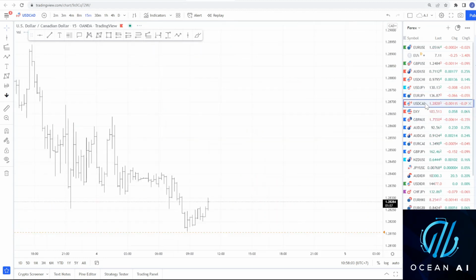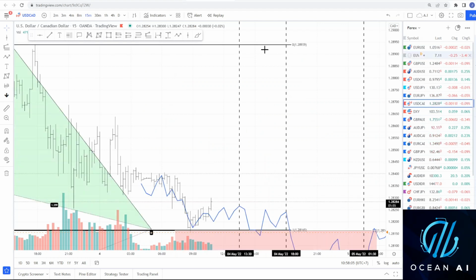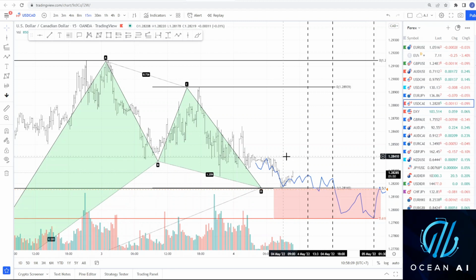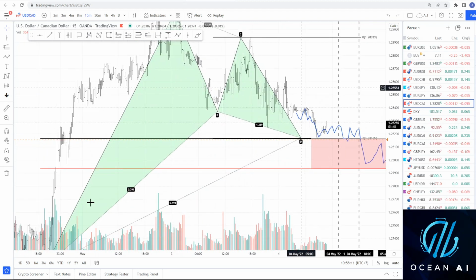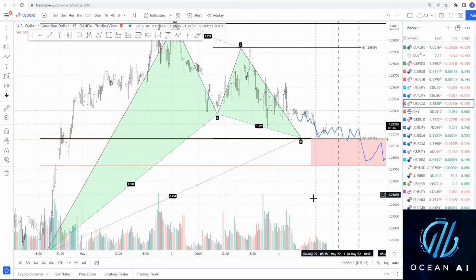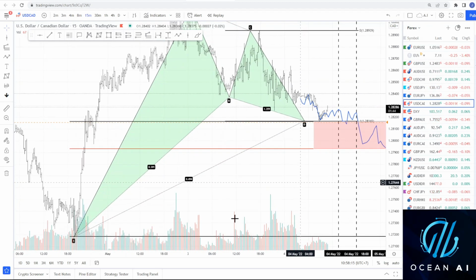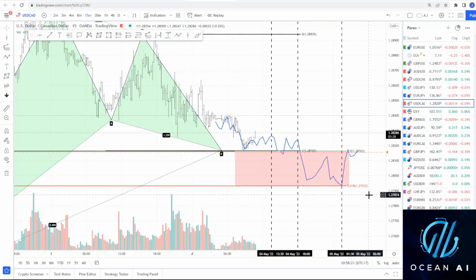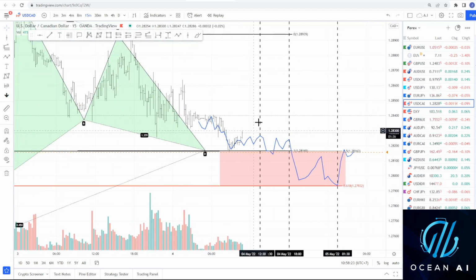Canadian. So the Canadian here has just finished a pattern. On the longer term here, we've just had a Gartley come back into the 50% here. And yeah, it's rallying off this one, so we need to see what it's doing here and here.